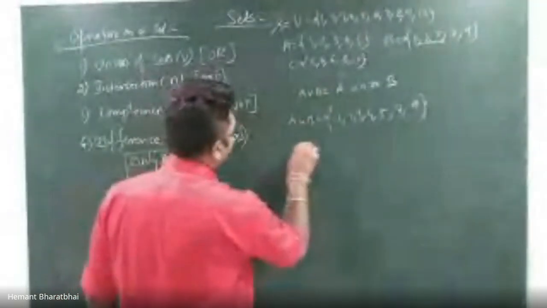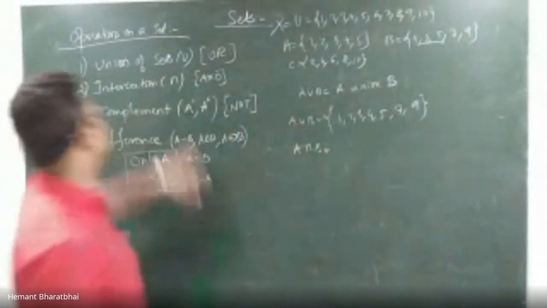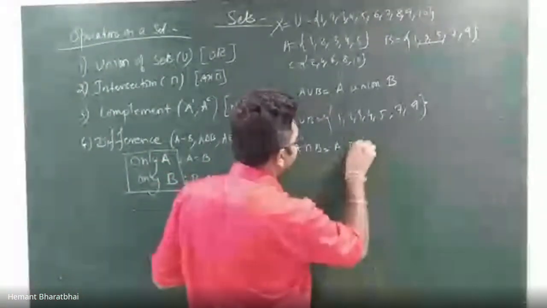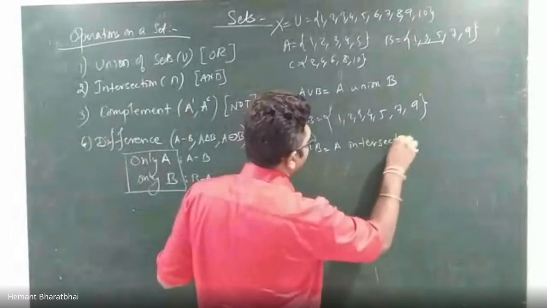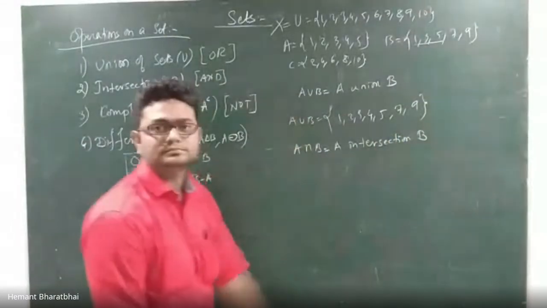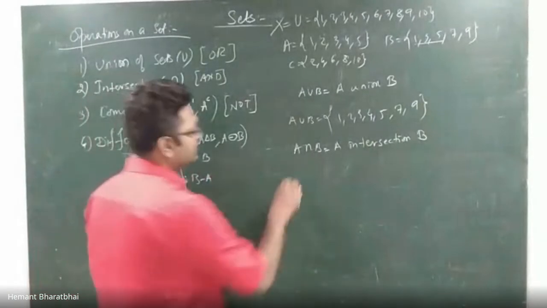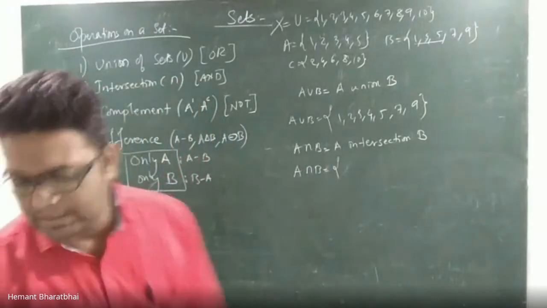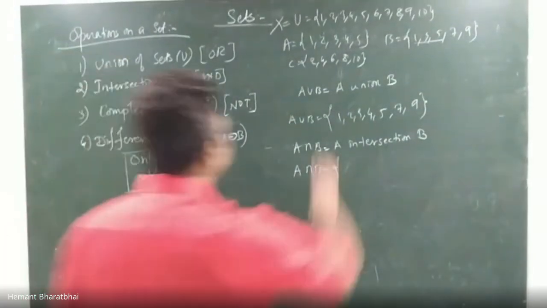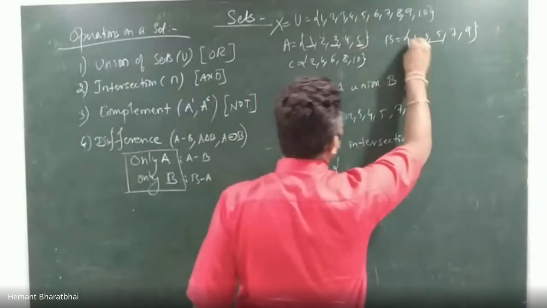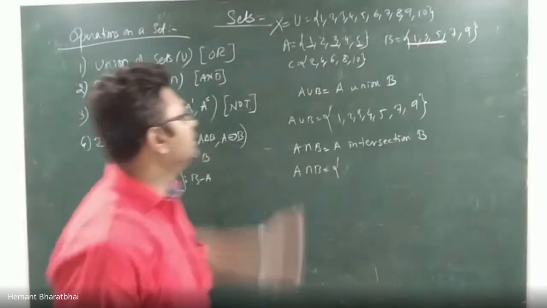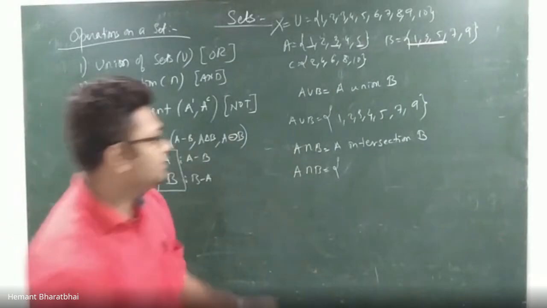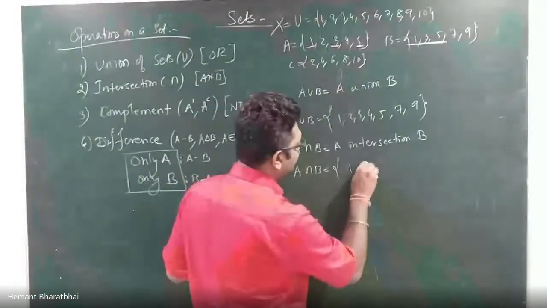If I write A intersection B, this is the symbol. It means A intersection B. A intersection B means you have to write the common elements which are there in both. There's 1, 3 and 5, and here also 1, 3 and 5. So these are common elements in both. So your A intersection B will be nothing but 1, 3, and 5.